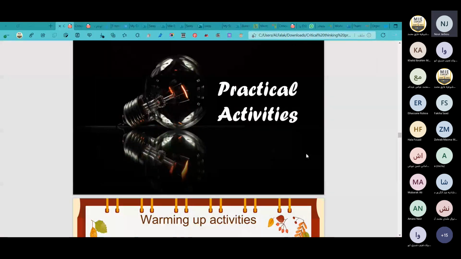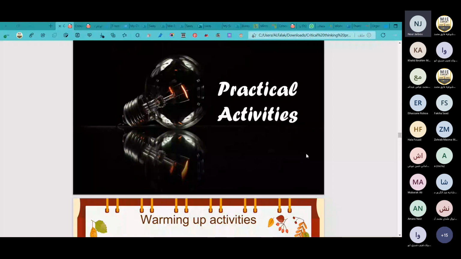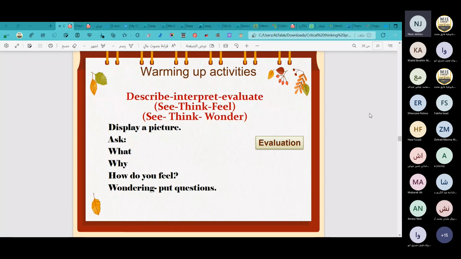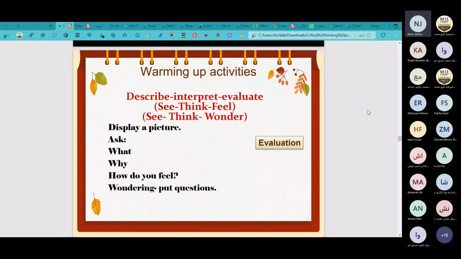Activities. Now we have some practical activities we can use inside our classrooms. They are simple, interactive and interesting. And you can organize and manage these activities easily if you are a qualified teacher. At the same time, you can enhance critical thinking skills by using these great activities. For example, we have warming up activities, like the activity we have mentioned before: describe, interpret, evaluate.